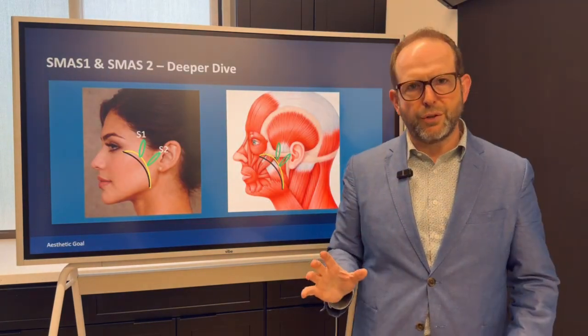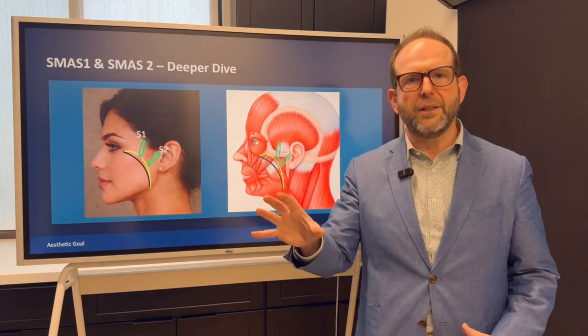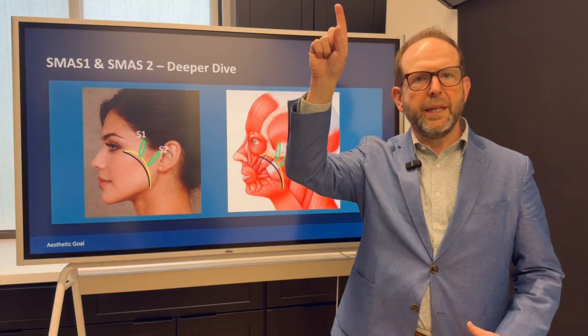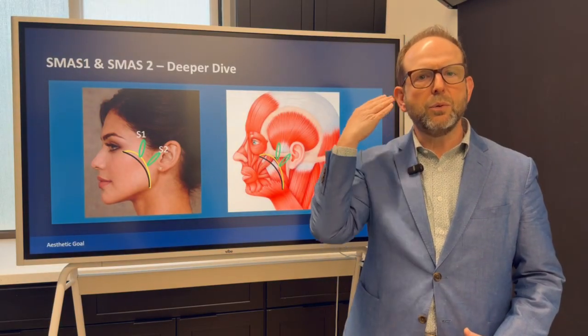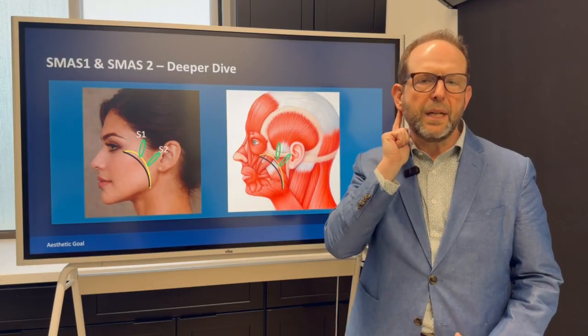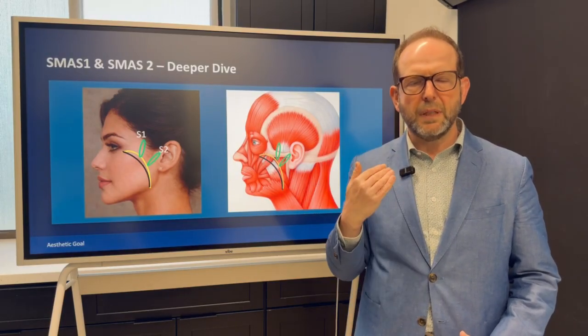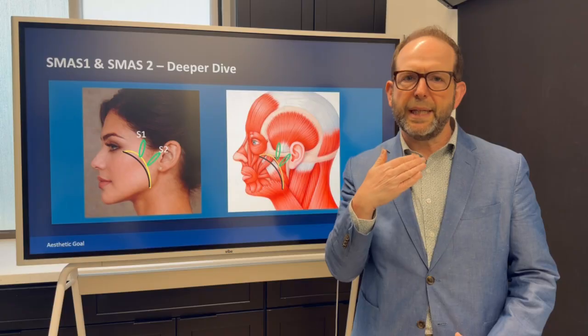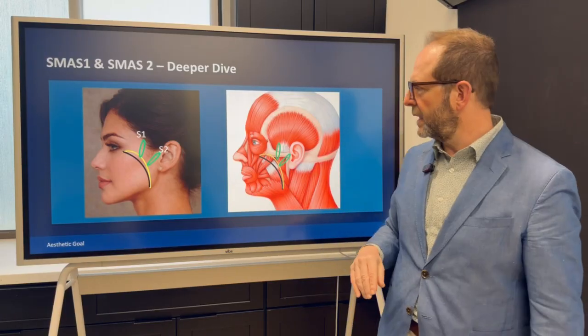And those sutures alternate in their vector. SMAS 1 is mostly vertical. SMAS 2 is somewhat horizontal and oblique. Platysma 1 is up again, vertical. And then platysma 2 is oblique and horizontal once again.